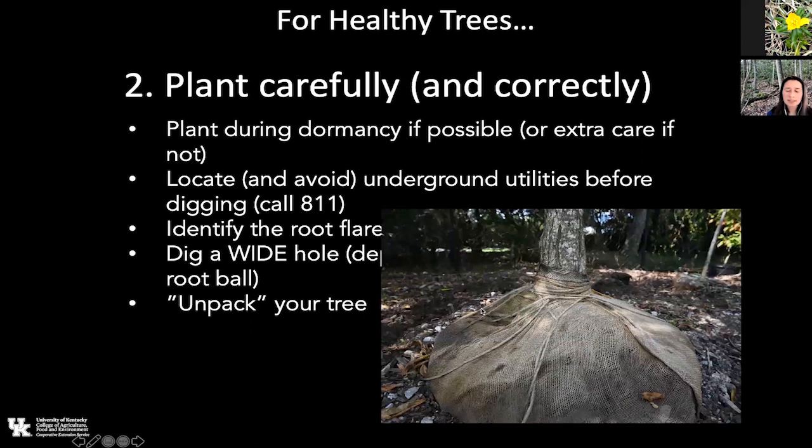Completely unpack your tree. If you're dealing with a tree that came like this, take all of the burlap off, take all of the wire that you can get off, all of the string, all of the packaging material. Even if they say that you can leave it on and it will degrade, it will be a lot better the more that you take off, because you want to give those roots every advantage, every chance to grow out and thrive, because that's key for your tree.